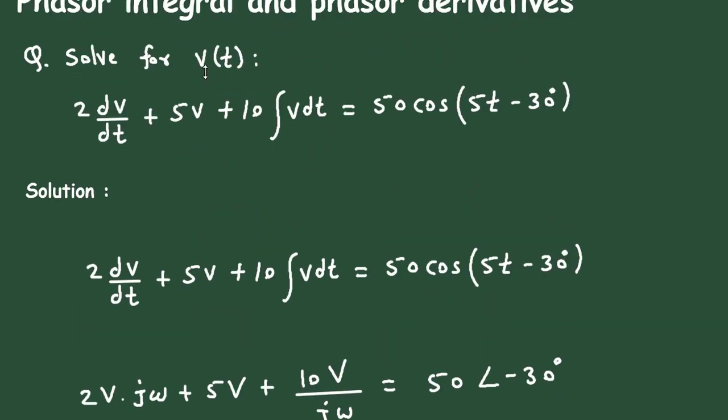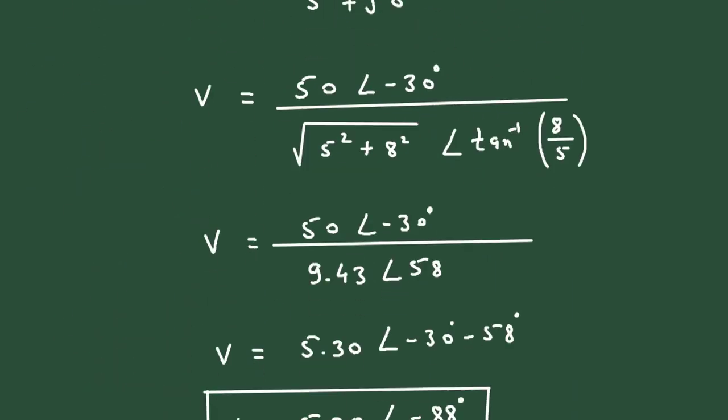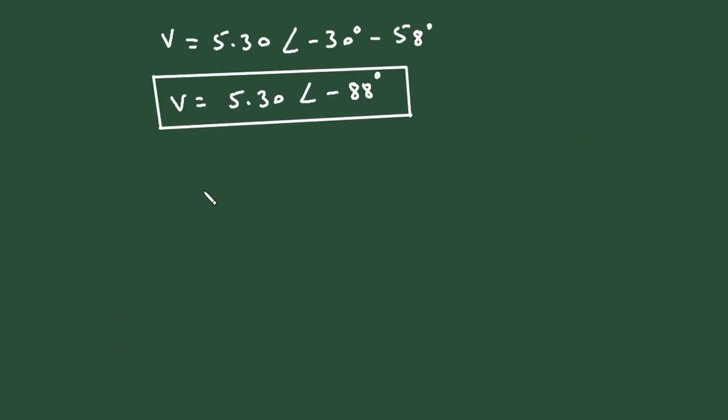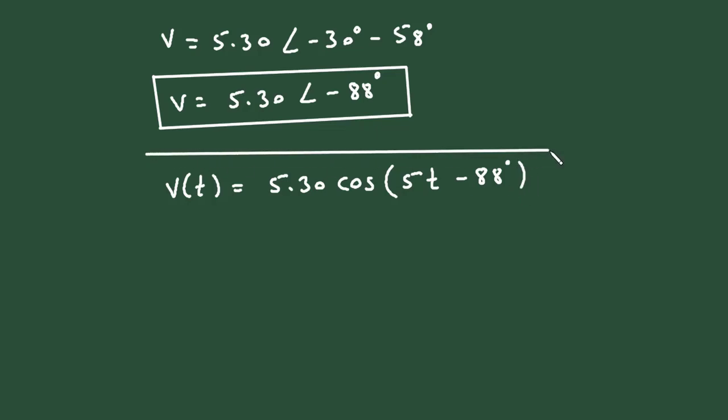But we need the answer in time domain, that is we have to find V of t in time domain. So therefore V of t is equal to 5.30 cos omega t. The value of omega is 5t and plus phi. The value of phi here is minus 88 degree. So this is how we get the answer in time domain format.